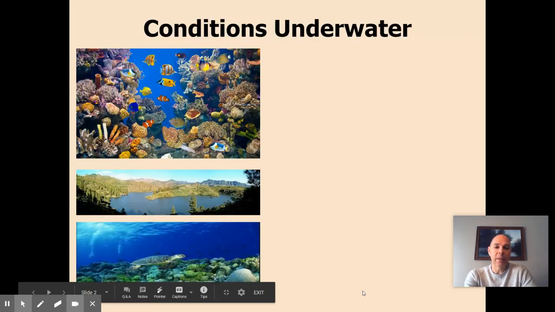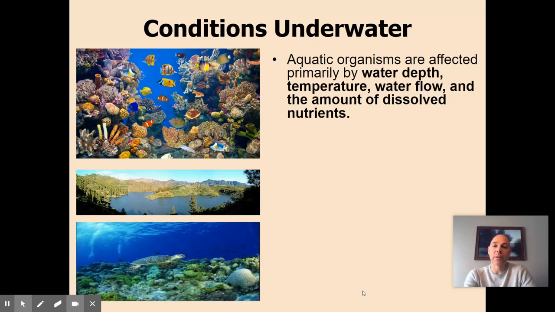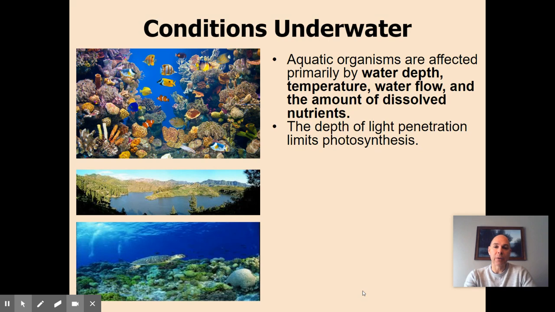So what are some of the conditions that affect life underwater? We know that aquatic organisms, whether they're fish or microscopic organisms or plants, are affected primarily by the depth of the water, temperature, water flow, and the amount of dissolved nutrients, most specifically for plants or plant-like organisms such as algae. Water depth is important because light can only penetrate to a certain depth in the water column, and as light travels through the depths, it begins to diminish to the point where there may not be enough light, or maybe no light, for photosynthesis.